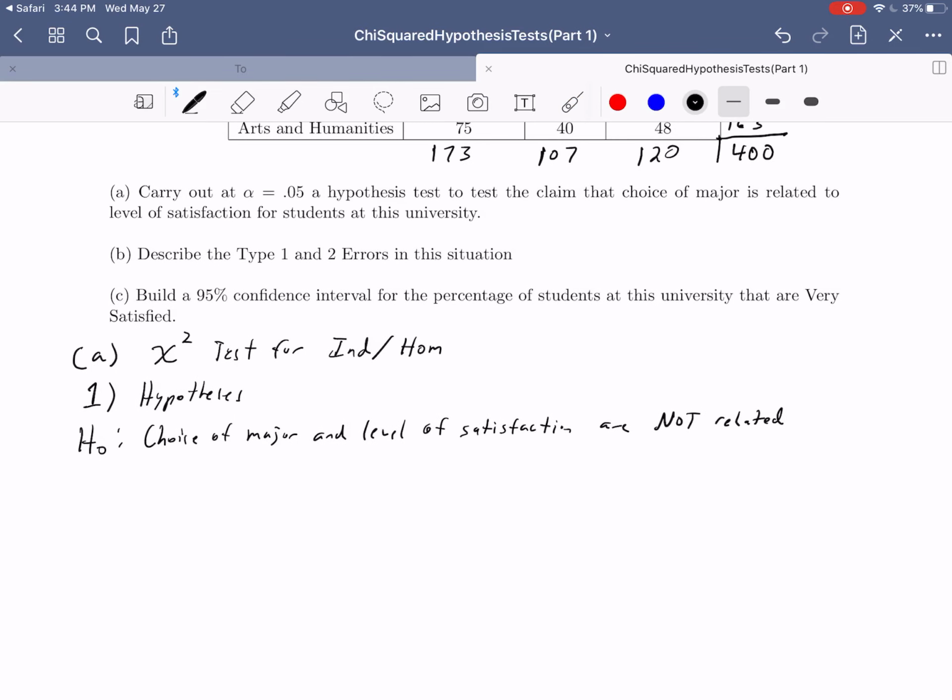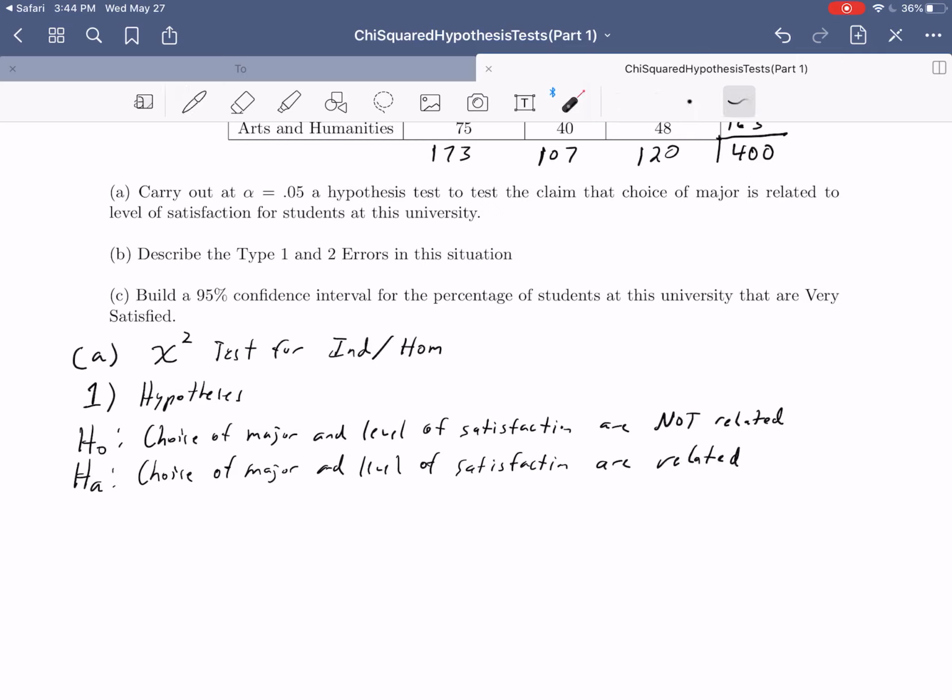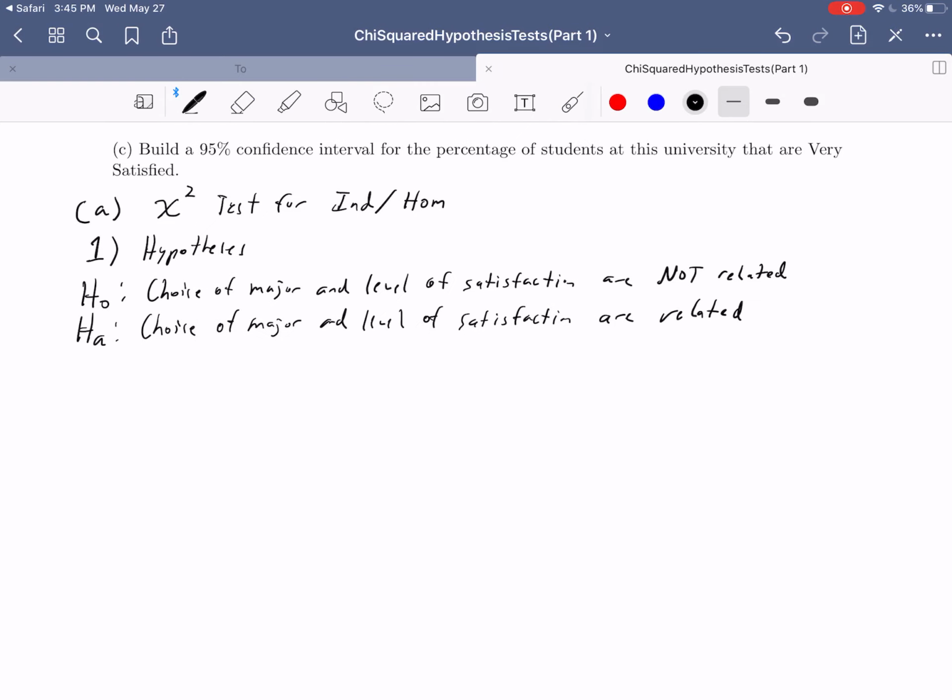What's our claim, or what's our alternate? Well, simply that they are related. So choice of major and level of satisfaction are related. This is always what these hypotheses are going to look like. The null is always going to be that things are not related. The alternate is always going to be that they are related. This does make setting up the hypotheses for a chi-squared test for independence and homogeneity a bit easier than setting up the hypotheses for some of the other tests.